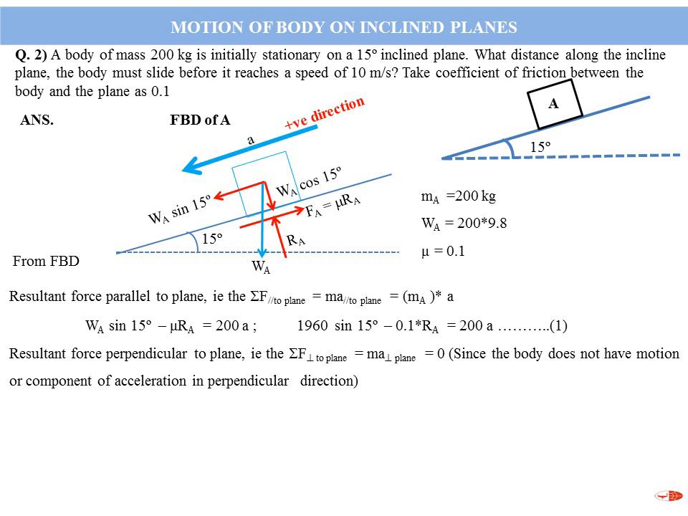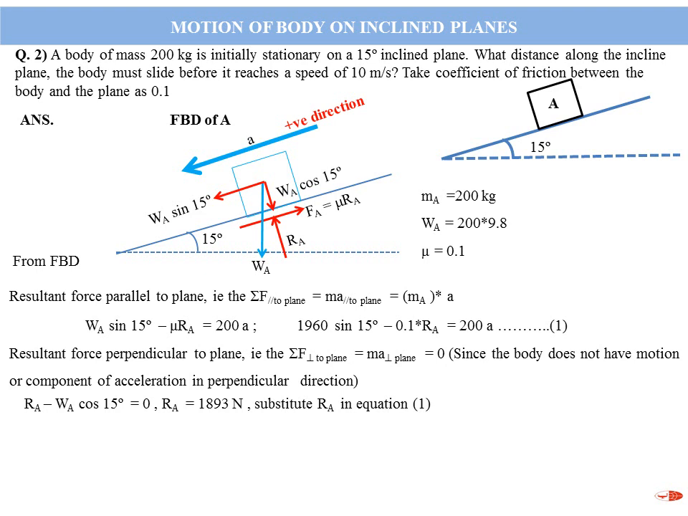Why? Because there is no acceleration perpendicular to the plane, since the body does not have any motion or component of acceleration in the perpendicular direction. So what are the forces in the vertical direction? Ra and WA cos 15 degree. Ra is positive, so Ra minus WA cos 15 degree equals 0. So you will get Ra as WA cos 15 degree, which comes to 1893 Newton. Try to get that value using a calculator.